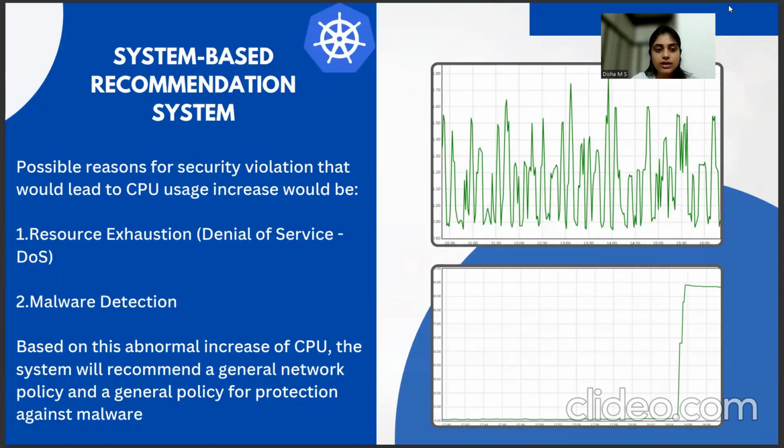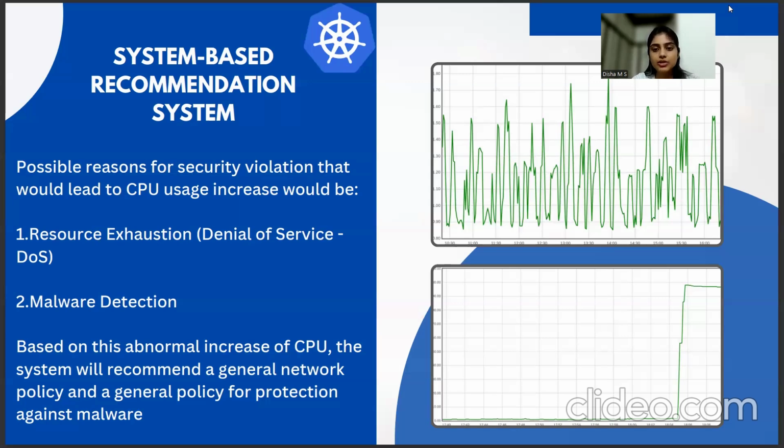The second one is resource exhaustion, which covers denial of service attacks. One common security threat is the denial of service attack, where a malicious actor overloads the system with excessive requests, leading to resource exhaustion. The system detects these patterns and responds by recommending network policies such as rate limiting and IP blocking to mitigate the impact.